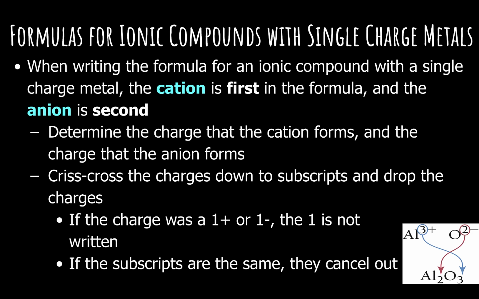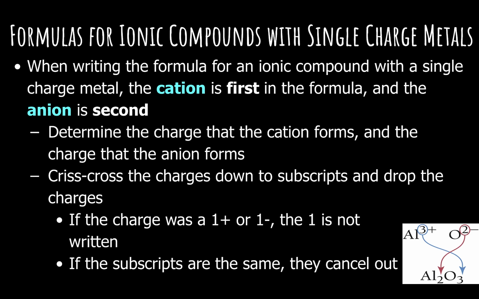Then we're going to crisscross the charges down to subscripts and drop the charges. So we'll drop the plus and the minus. You can see in that example at the bottom, aluminum forms a +3 or a 3+ charge. Oxygen is a -2 or a 2- charge. You crisscross them down, so the 2 goes down to the aluminum, the 3 goes down to the oxygen, and then you get rid of that plus and minus.